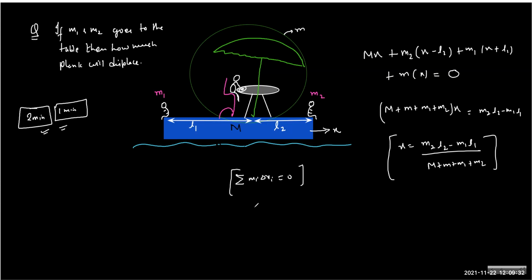m_i delta x_i for all objects, and then you equate to 0. Okay? Understood? So if I remove this page, can I do it again?